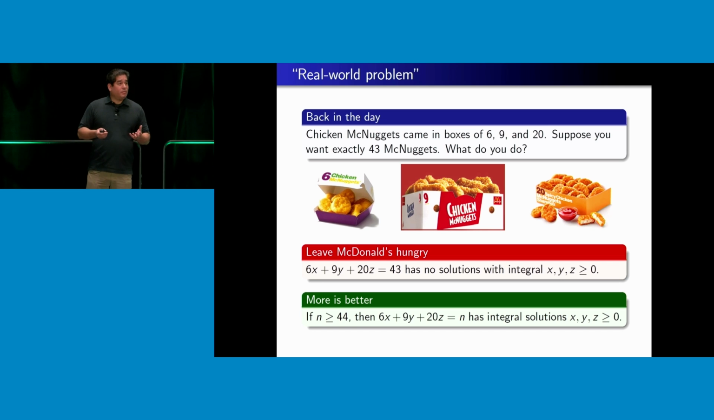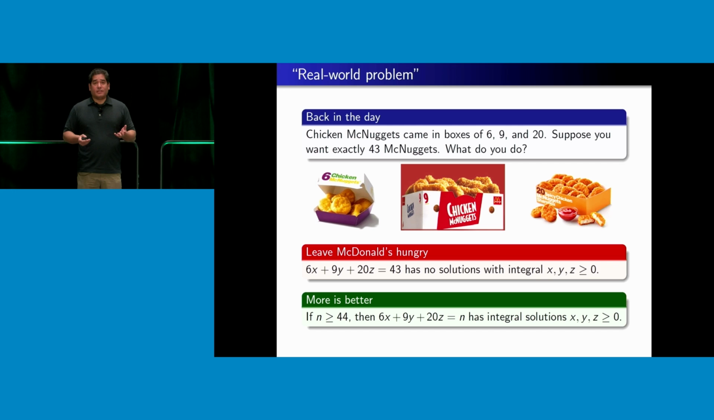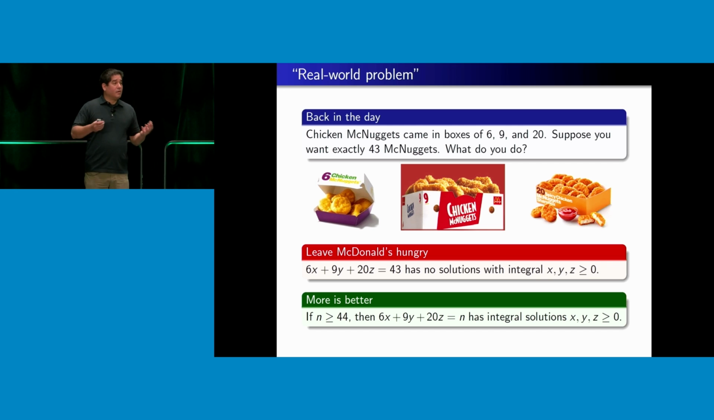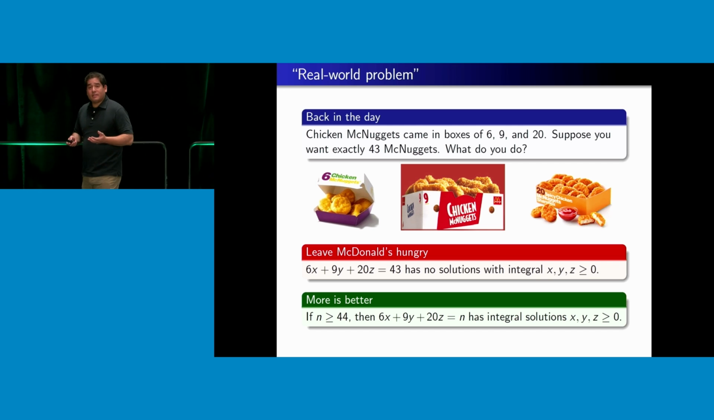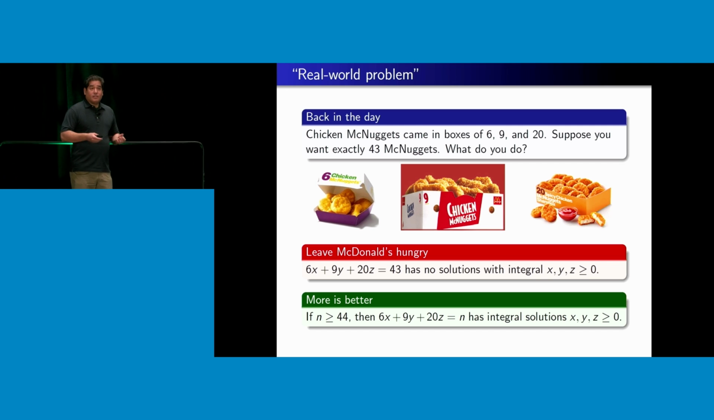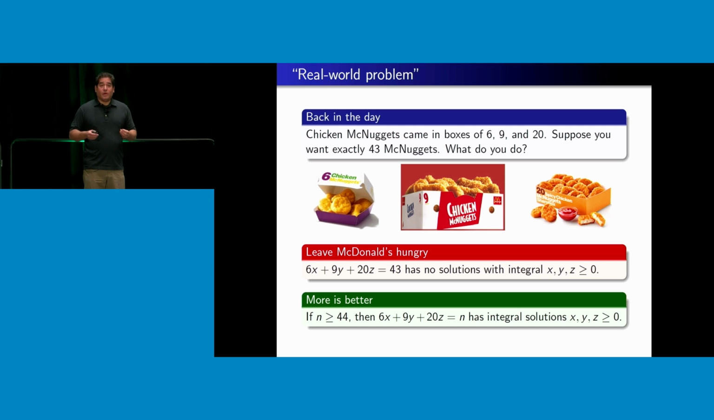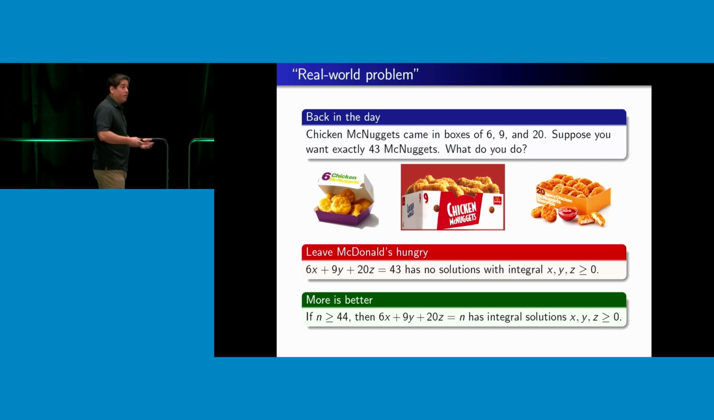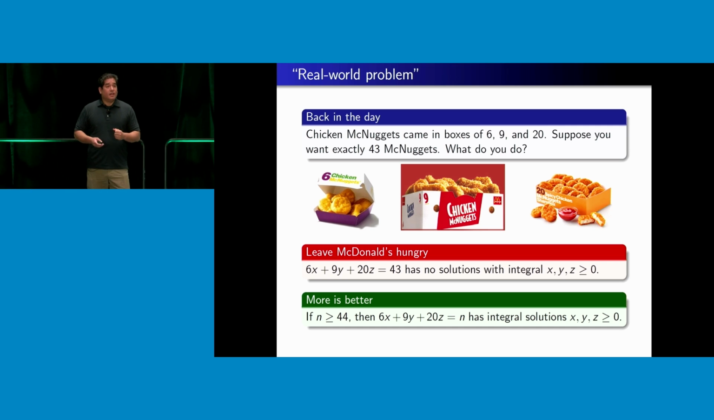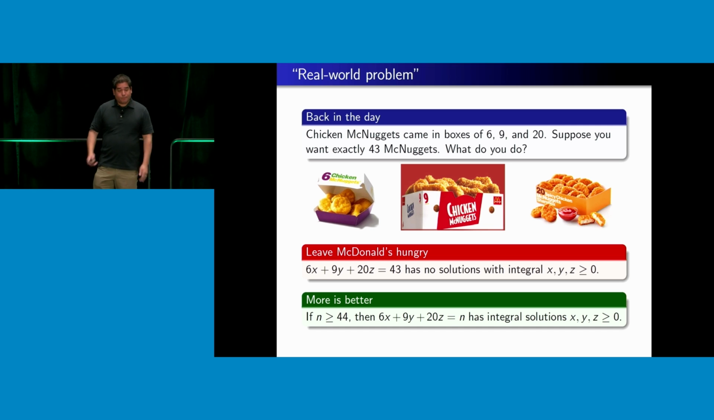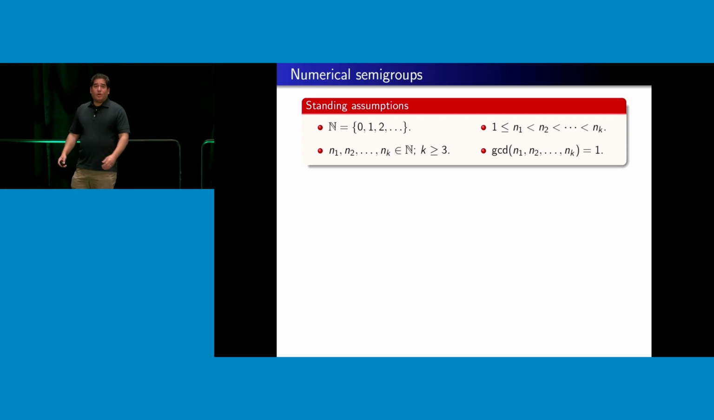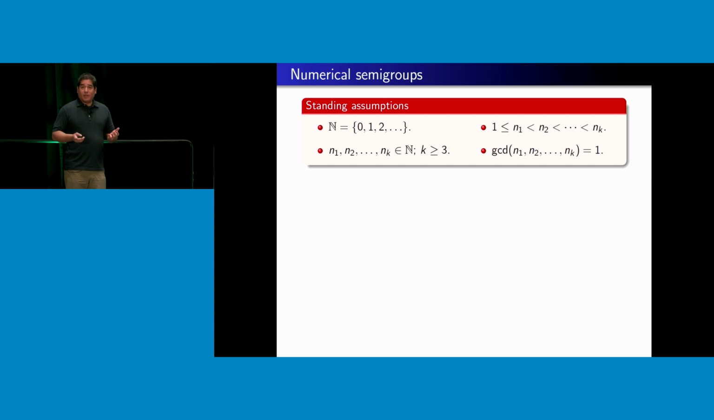Now, on the other hand, more is better, because if you want 44 or more chicken nuggets, you will be able to satisfy your craving, because using boxes of size 6, 9, or 20, you can indeed get to 44 or 45 or 46 chicken nuggets exactly. So this motivates the idea of a numerical semigroup.